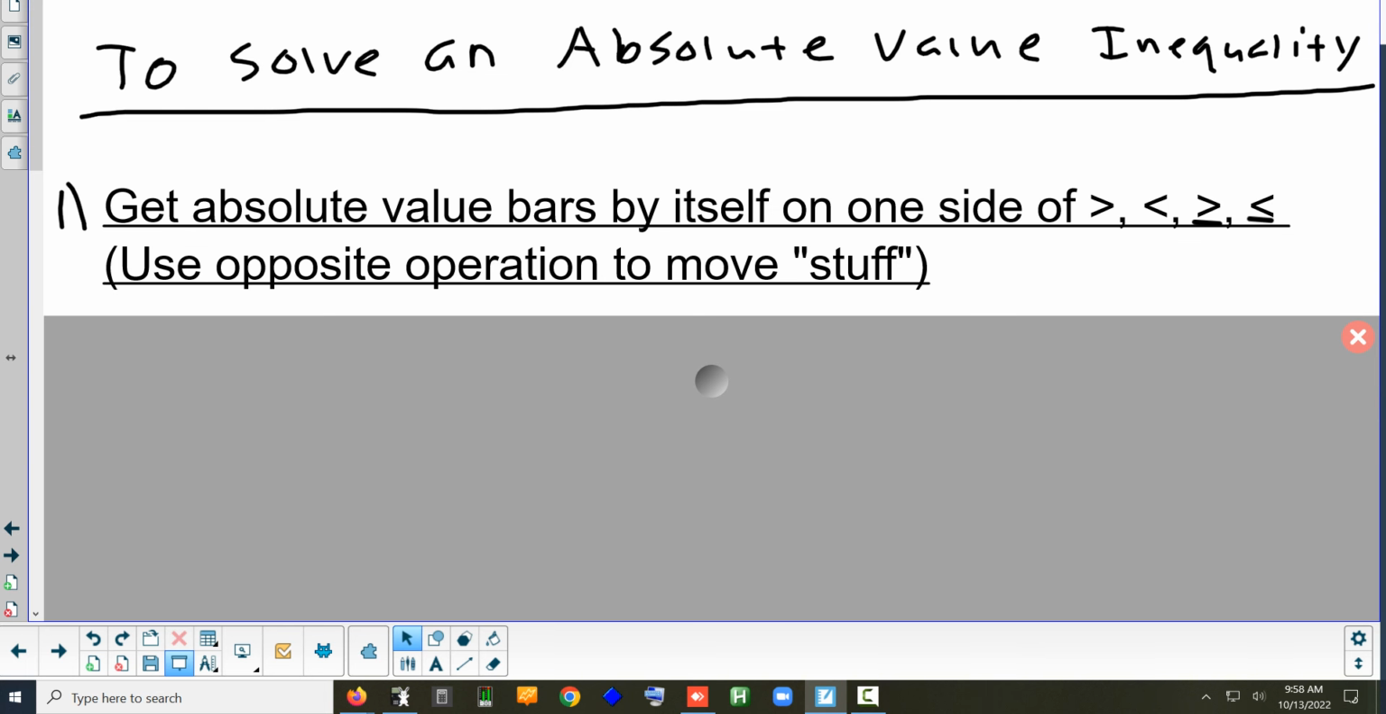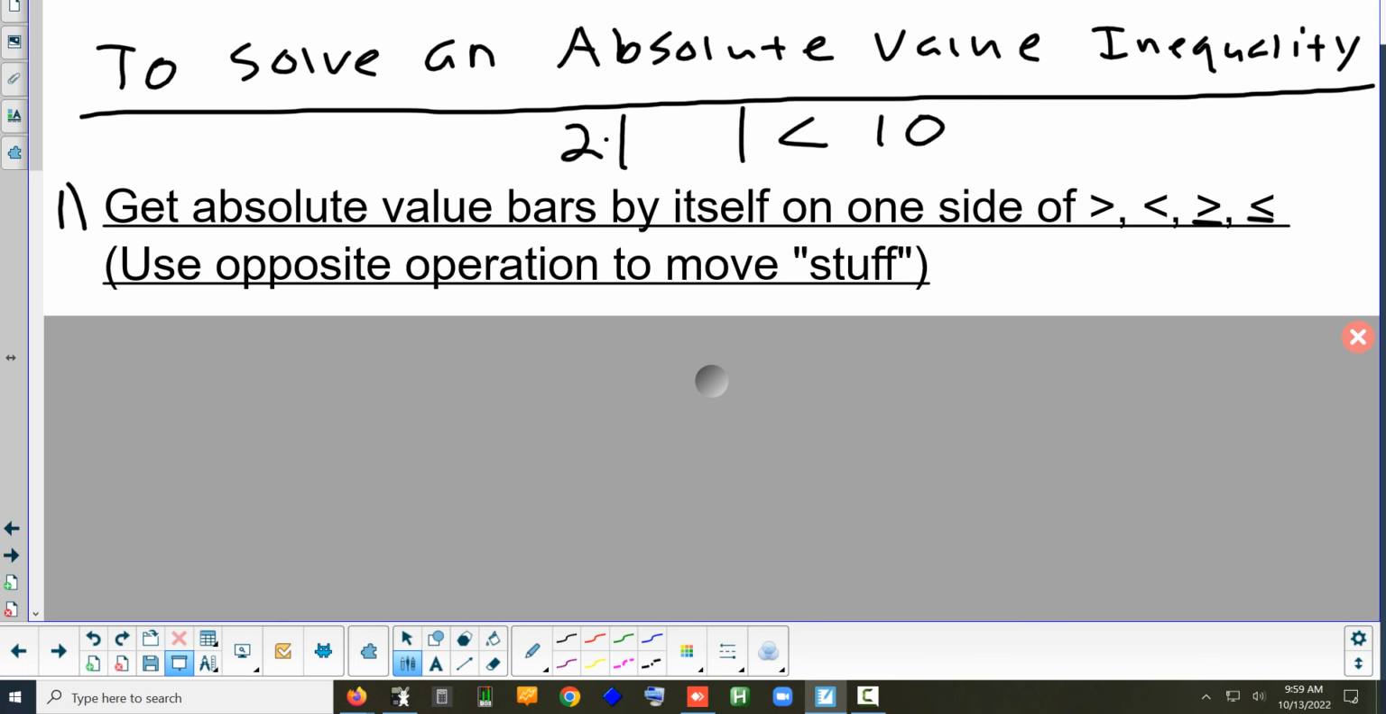So how do you make sure they're by themselves? Well, use the opposite operation to move anything you need to move to the other side. Here's an example of something where you would have to do step 1. 2 times the absolute value of something is less than 10. It doesn't even matter what's in these bars. You'd have to move this 2 to the other side first. Does anybody remember in the warm-up how we moved the 2 to the other side? Yep. Right, you'd have to divide each side by 2.